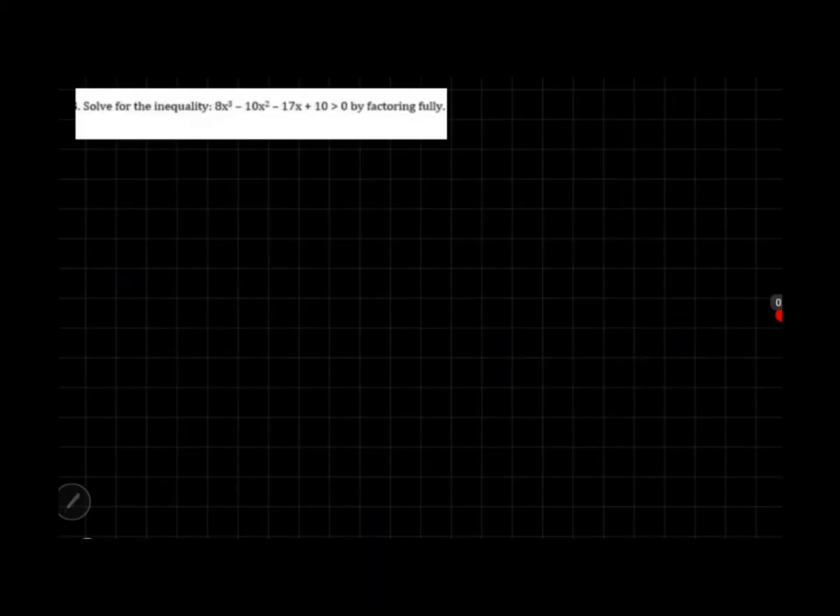Alright, let's solve for the inequality 8x cubed minus 10x squared minus 17x plus 10 is greater than 0 by factoring fully. So if we wanted to solve for this inequality, first what we need to do is take this polynomial expression and convert it into factored form. Alright, so in order to convert it into factored form, we need to fully factor this inequality, right?